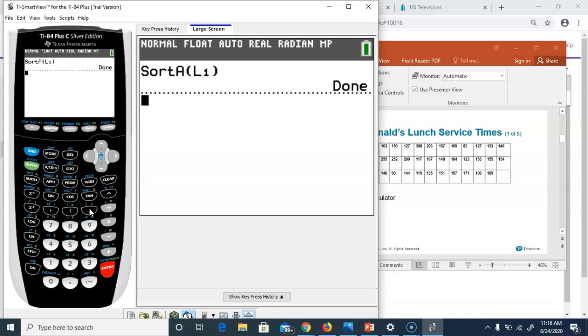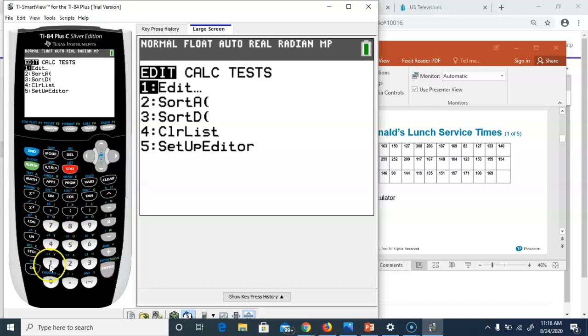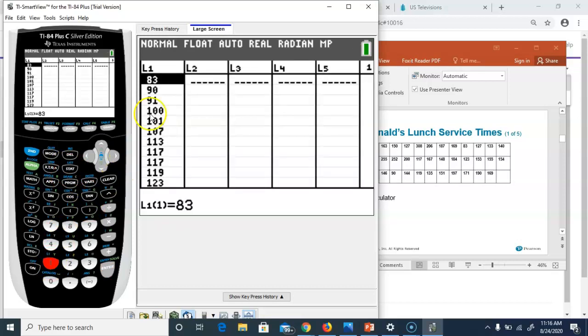It looks like it didn't do anything, but if we go back to Stat and Edit, we're going to see that now our values are in ascending order, which means we can easily figure out that our lowest value is 83. We can also scroll all the way down and find out what our largest value is, which we will need for doing our calculations. So keep in mind that 83 is our smallest value and our largest value is 308.